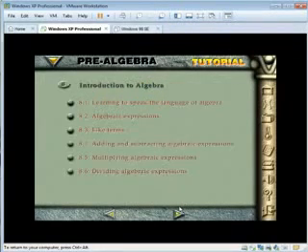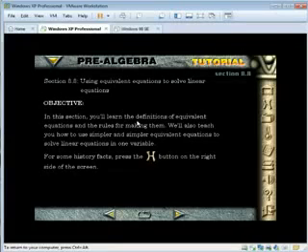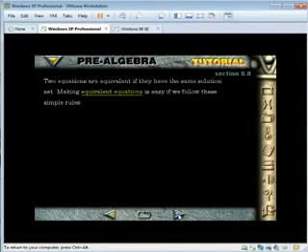Select a topic. Chapter 8, Introduction to Section 8.8, Using Equivalent Equations to Solve Linear Equations. In this section, you'll learn the definitions of equivalent equations and the rules for making them. We'll also teach you how to use simpler and simpler equivalent equations to solve linear equations in one variable. Two equations are equivalent if they have the same solution set.